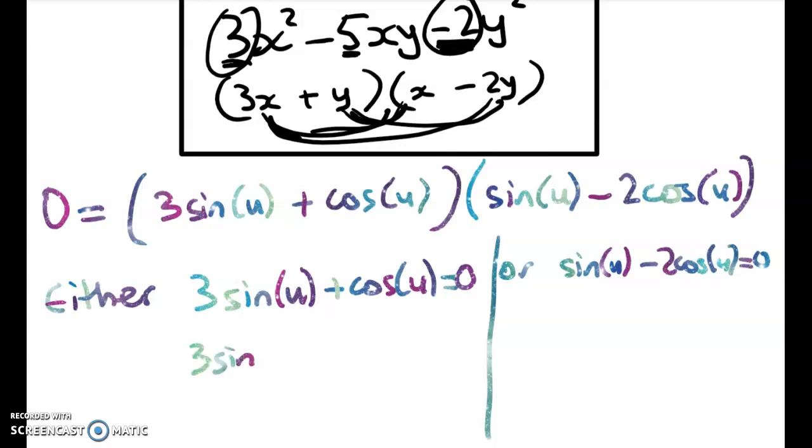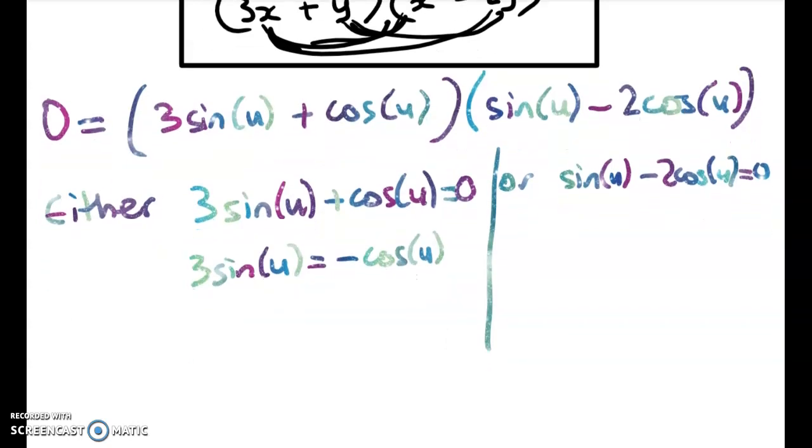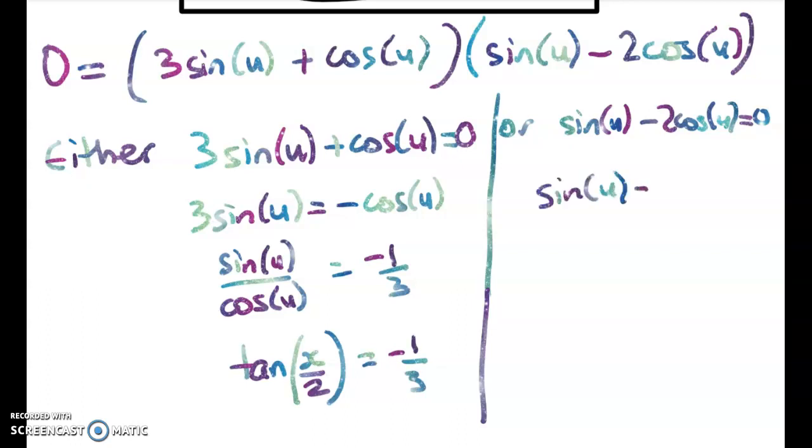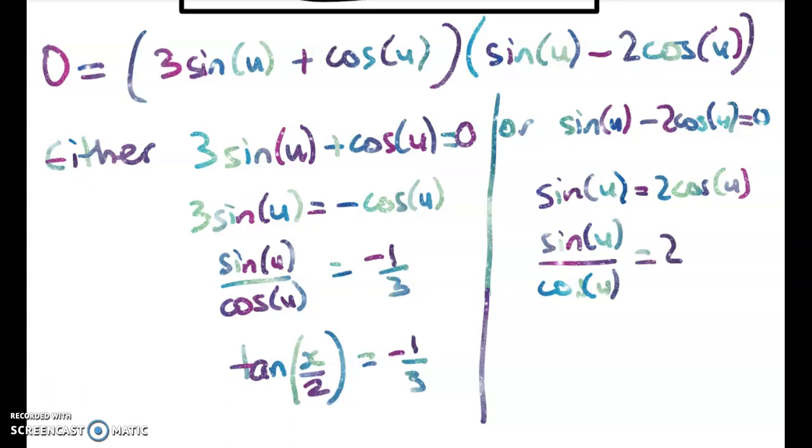So 3 sine u is equal to negative cosine u. This is going to be a tan equation. We get sine u over cos u is equal to negative 1/3. Or tan u, and I'll now write it back as x over 2. So tan of x over 2 is equal to negative 1/3. Working through this one, sine u equals 2 cos u. Sine u over cos u is equal to 2. So tan of u, which is tan of half of x, is equal to 2.